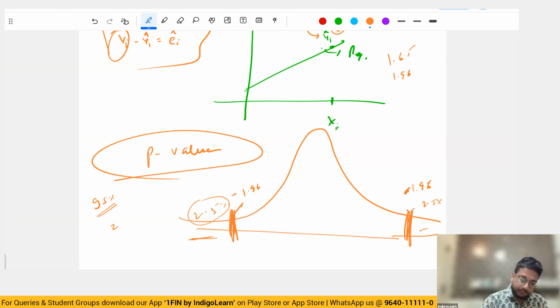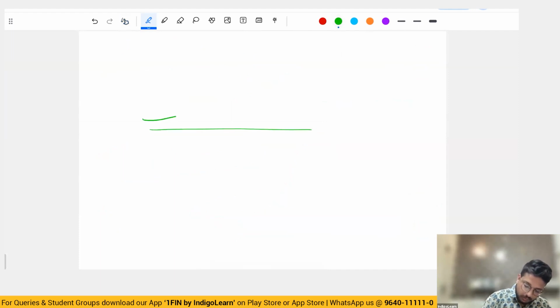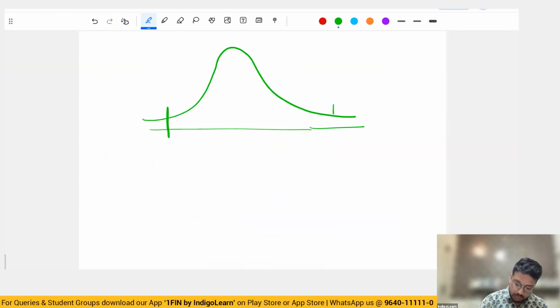So I'll just add a page. So this is my chart, and I'm saying that 2.5% values lie beyond this, and 2.5% values lie beyond this. I'm doing a two-tailed test. So if I'm getting the p-value, let's say 1.3%, then I'm lying somewhere over here.